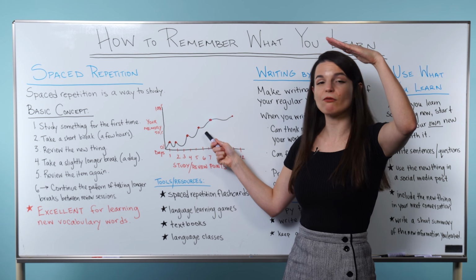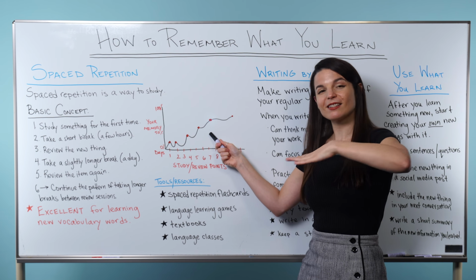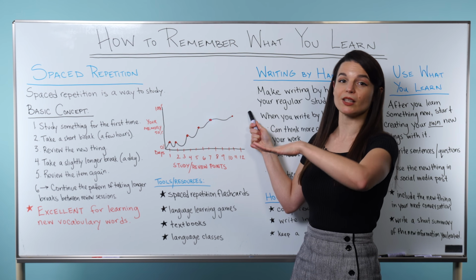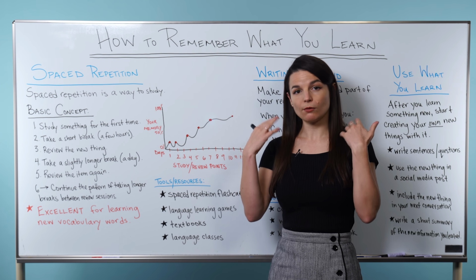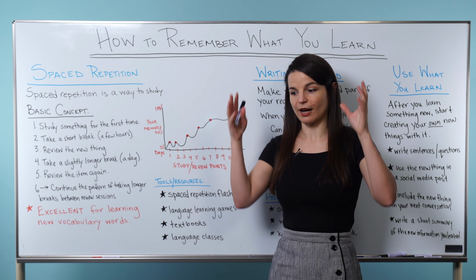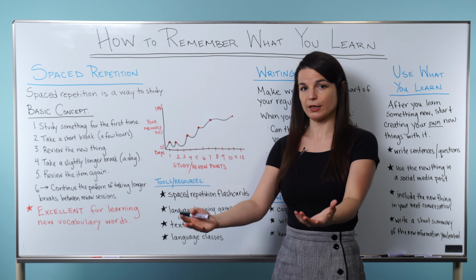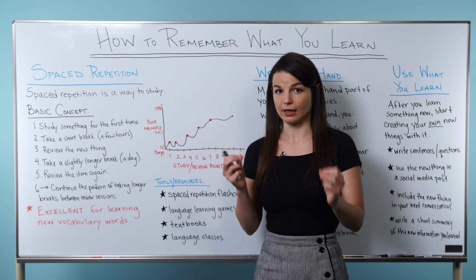We're up to maybe 50% in our memory scale. We take another break. The memory doesn't dip very much this time. Our memory gets stronger. We take a break, our memory gets stronger. This is the concept behind spaced repetition. You give your brain a chance to take in the information, take a break, and then reintroduce it. Over time, your memory gets stronger as a result of studying in this way.